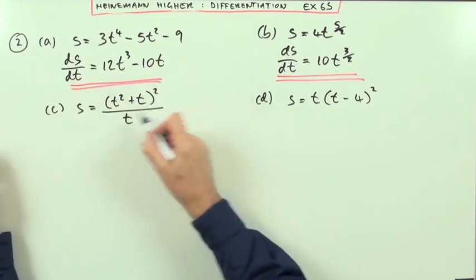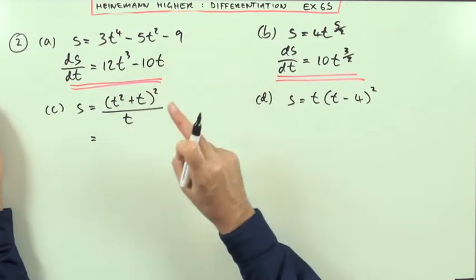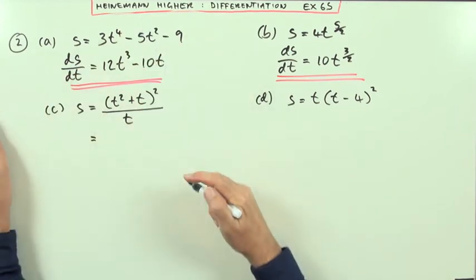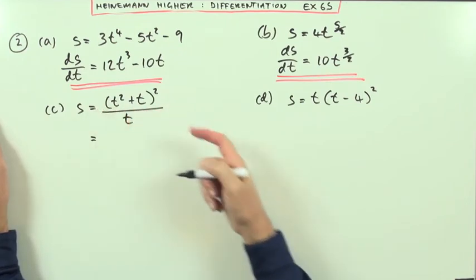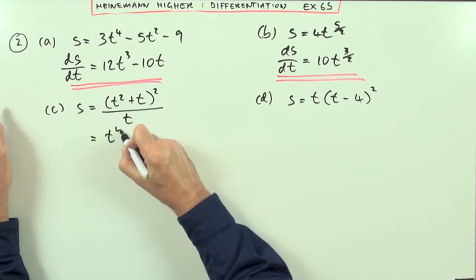I've got these products and I've got divisions and so on. I need separate terms. I want this to look like that. So I've got the separate terms. I can see the coefficient, I can see the power. So the first thing I'll need to do here is multiply out that bracket. It's the square of a bracket, so it'll be square the first. So that'll be t to the 4.